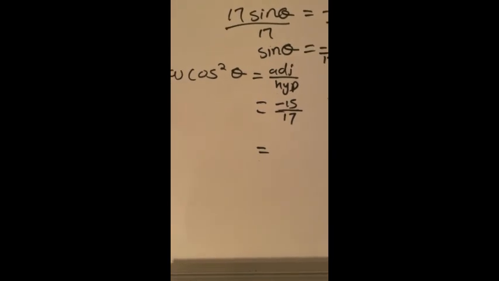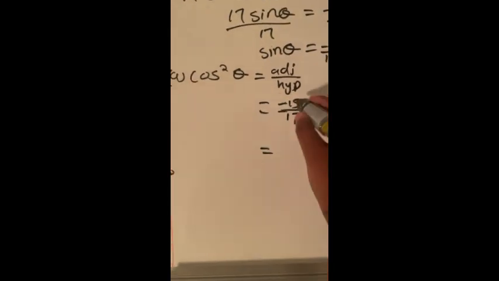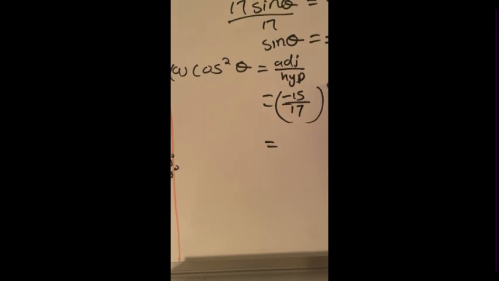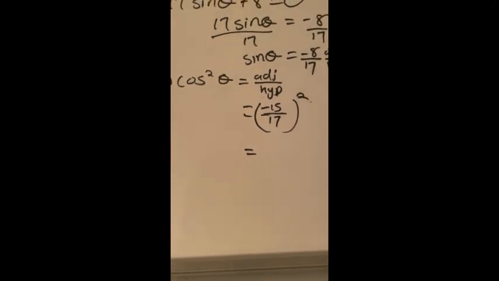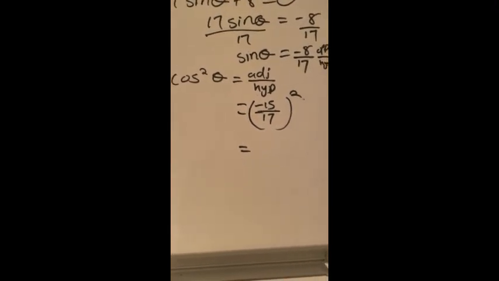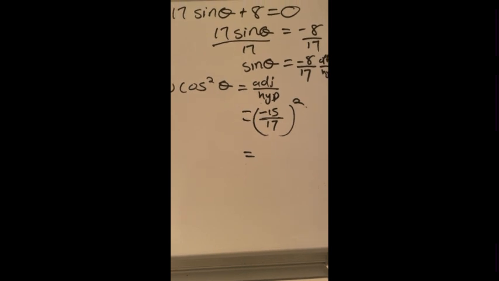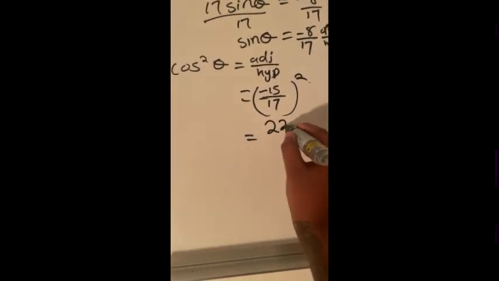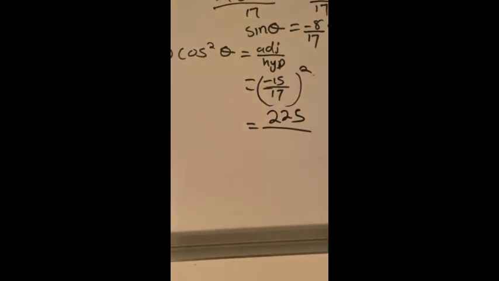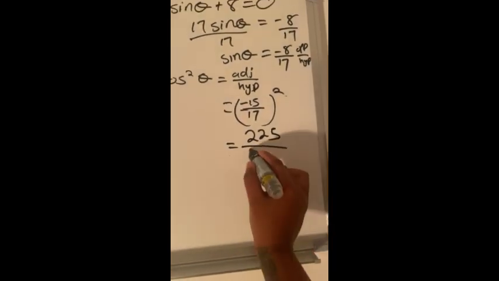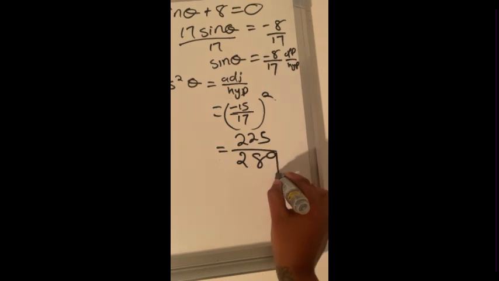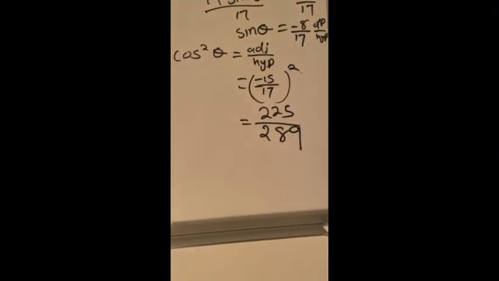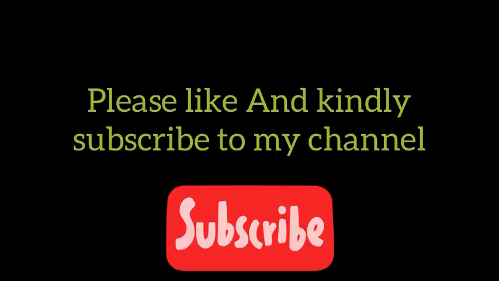Okay guys, we made a mistake. This is cos squared theta, so this is not our final answer. We square negative 15 over 17, so it's negative 15 over 17 all squared, which gives us a final answer of 225 divided by 289.